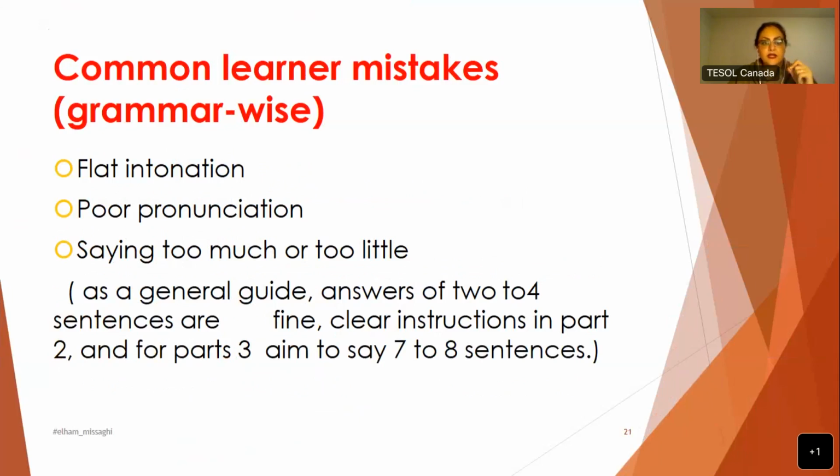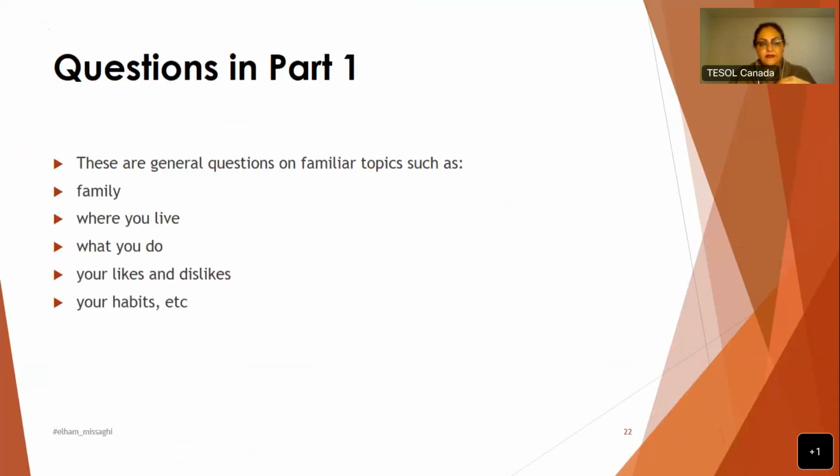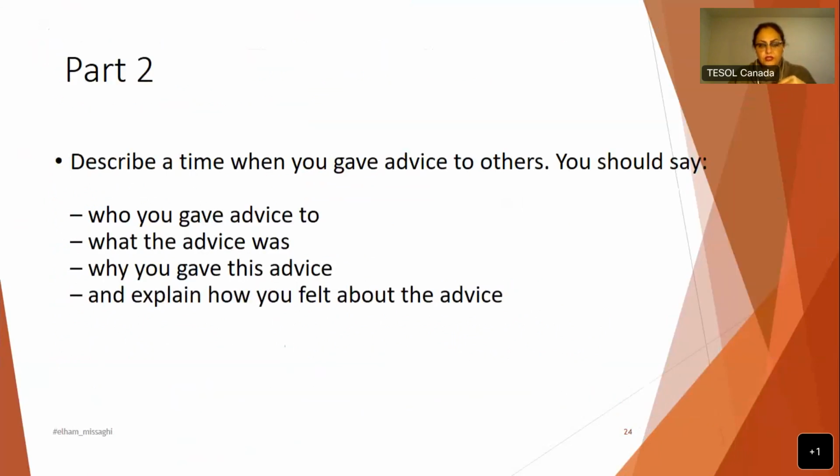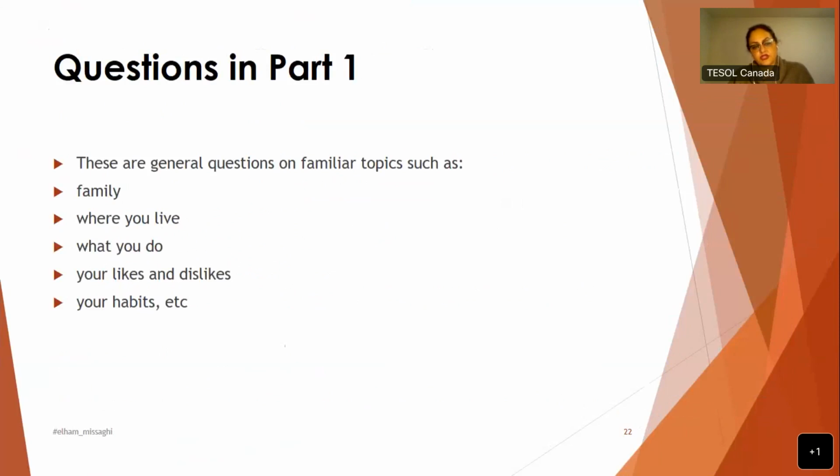Common learner mistakes: flat intonation, poor pronunciation, or saying too much or too little. Usually for part one, they have to say 3 to 4 sentences. Part two, it's 2 minutes to answer all the questions. And part three, aim to say 7 to 8 sentences. In part one, I'm going to show you an example in one of the Cambridge books.